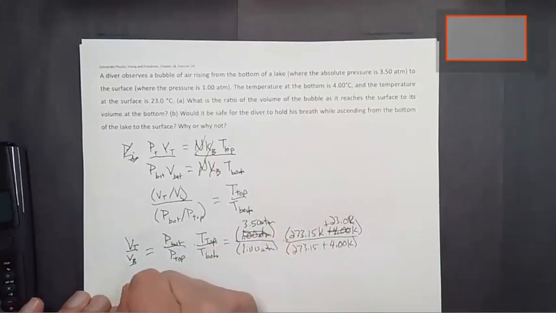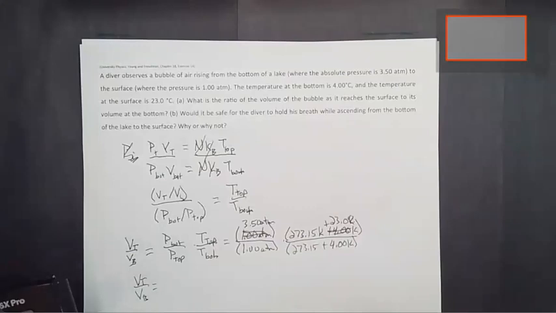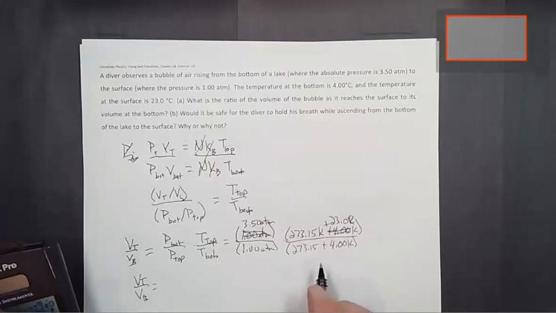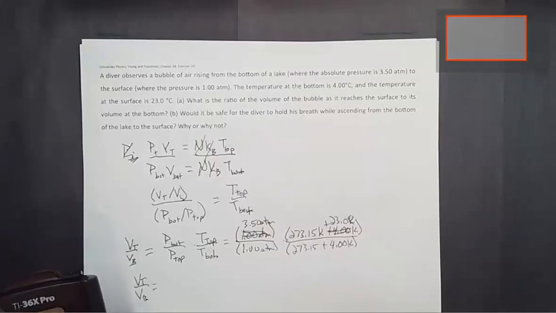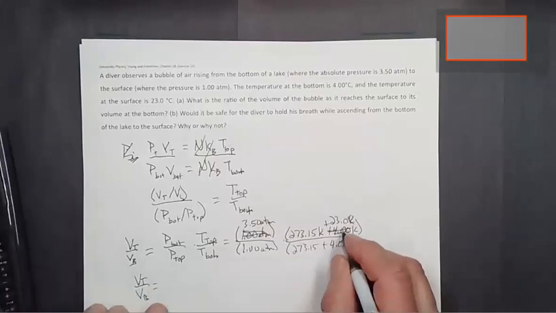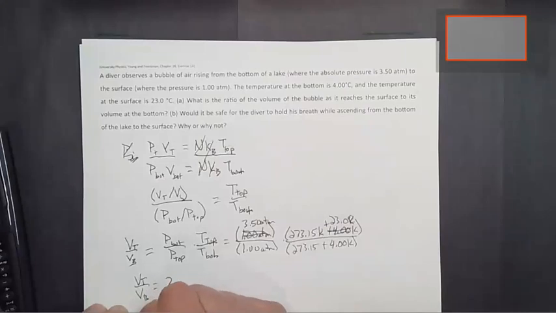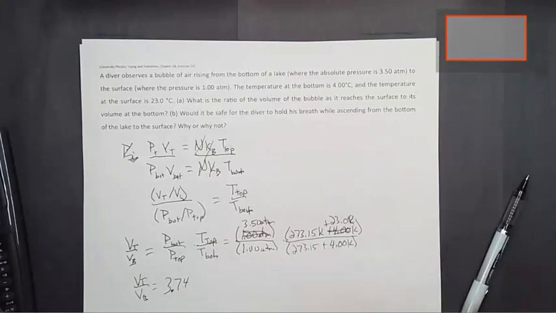The volume at the top divided by the volume at the bottom will be... pretty sure I didn't mess up, but I get about 3.74. So the bubble's going to be about 3.74 times as big.